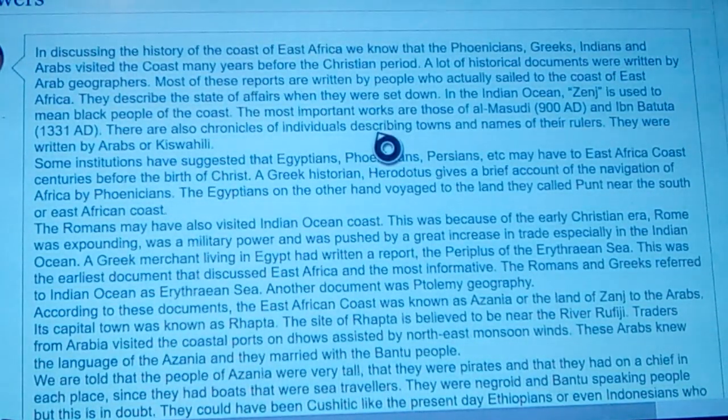The Zanj was used to mean black people of the coast, or darkened people, or tan people. Everybody down close to the equator gets a lot more tan, yeah. The most important works are those of Al-Masudi and Ibn Battuta in 1331 AD. There are also chronicles of individuals describing towns and the names of their rulers. She says they were written by Arabs or Kiswahili.